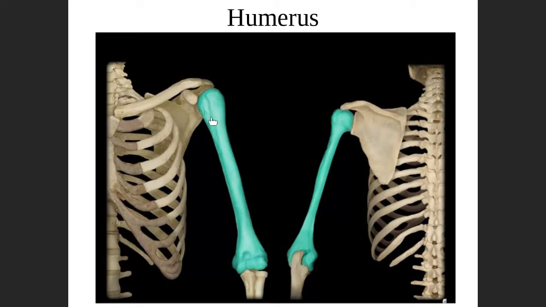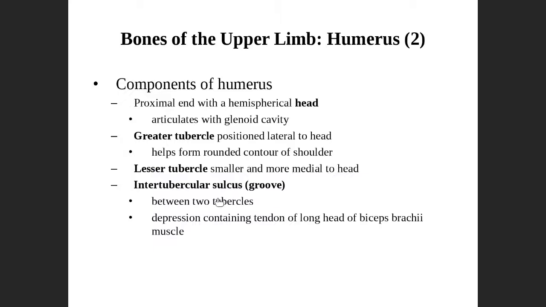Then you got a groove in between. And that's known as the intertubercle fossa or groove. Or you can call it the sulcus too. Okay, not so much a fossa, excuse me, sulcus. So greater tubercle, lesser tubercle, and then the intertubercular sulcus or groove.